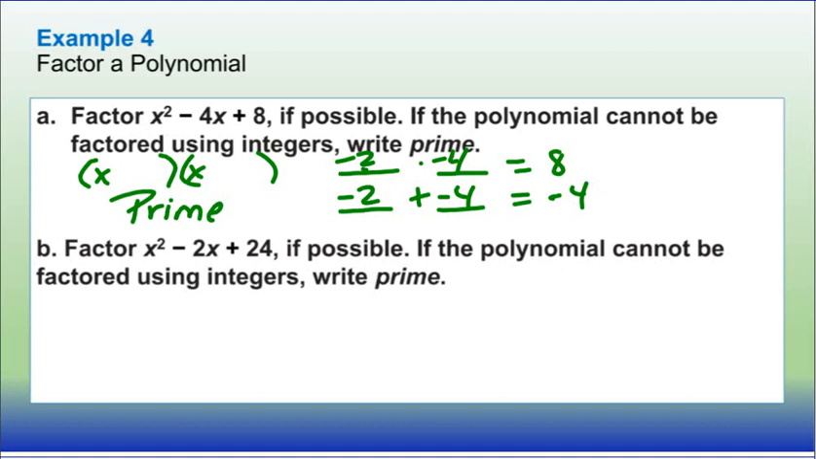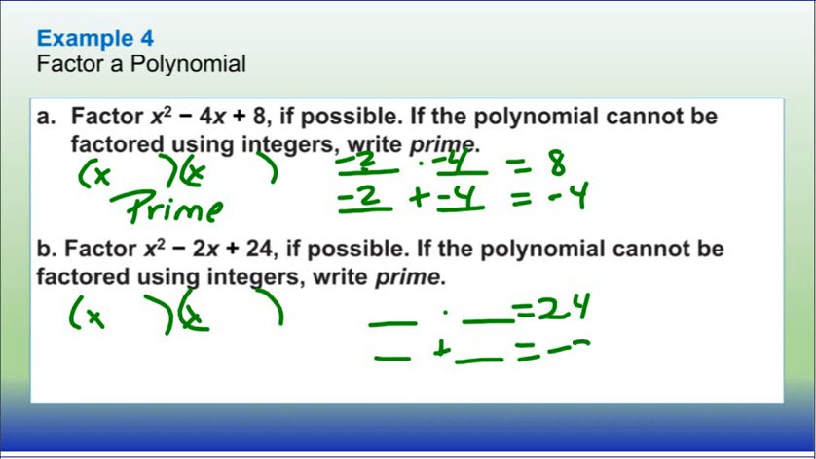Next one, for B, factor this one. So I need to come up with my two binomials. Think, what do I multiply to get 24, but if I take those same two numbers and add them together, it gives me negative 2. Well, I know that 6 and 4 gives us 24, and adds to 10. If I had one of them negative, that will give me a negative 24. Can't have that.